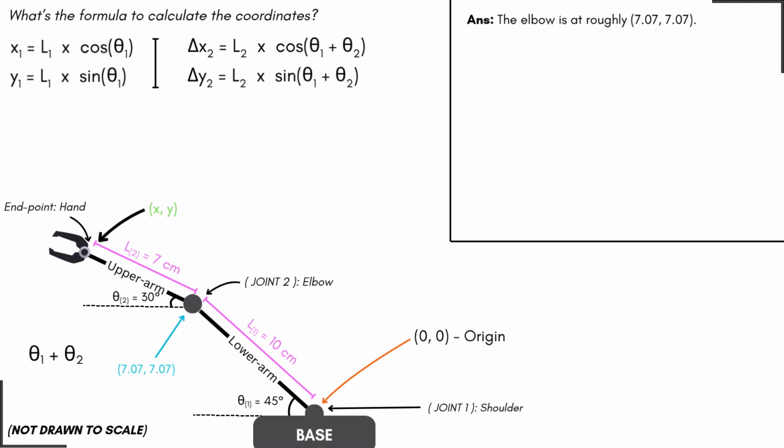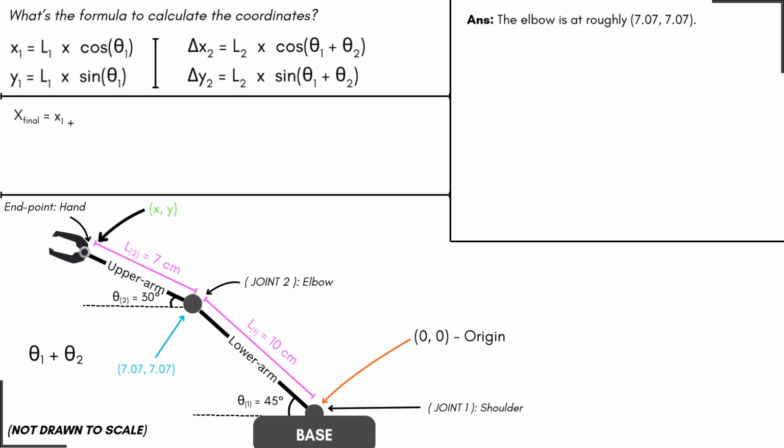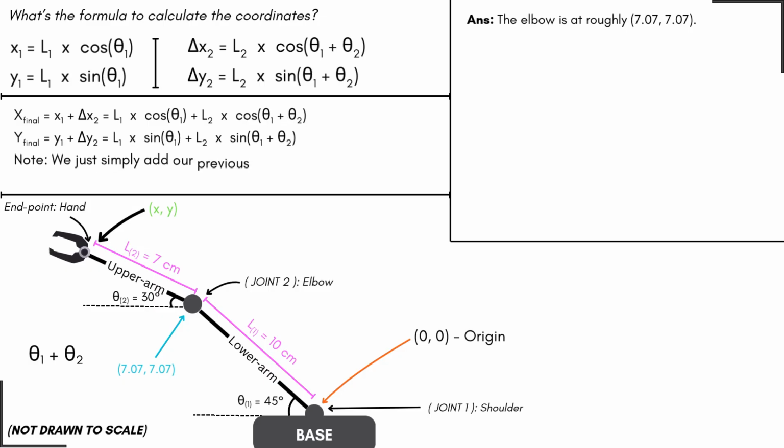The final position of the hand is the elbow position plus the L2 displacement. x final equals x1 plus change in x2, which equals L1 times cosine theta 1 plus L2 times cosine (theta 1 plus theta 2). y final equals y1 plus change in y2, which equals L1 times sine theta 1 plus L2 times sine (theta 1 plus theta 2).